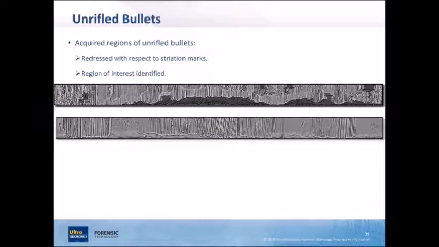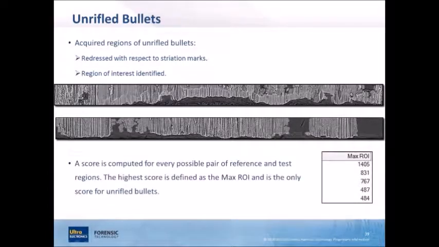Here's another example underneath. The redress or the correction of the angles takes place, and then the region of interest is identified. Now, every possible pair of regions is compared and a score is computed. This score is called the max region of interest, or max ROI, and it's the only score we have for unrifled bullets.